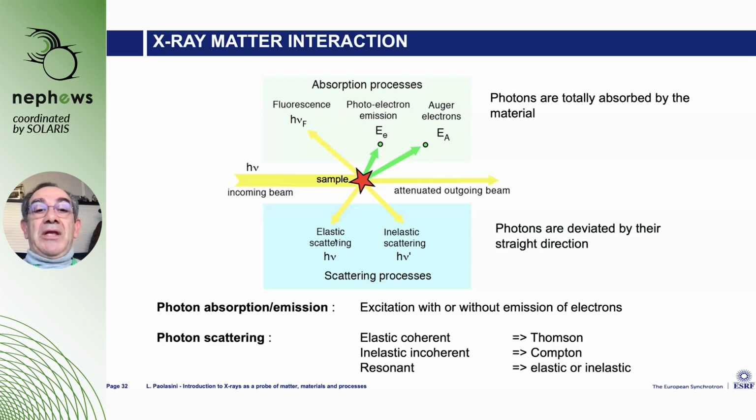For the scattering process, we can distinguish the elastic process, in which the incident photon doesn't lose any energy, or the inelastic process, in which some energy is given to the material, producing what we call the inelastic scattering. Inelastic because the emergent photon loses or can eventually, in some cases, acquire energy from these collisions. Concerning the photon scattering, we can have the elastic coherent scattering, called Thomson scattering, the inelastic scattering, which is incoherent, called Compton, or resonance scattering, which can be elastic or inelastic. And let us see now in more detail which kind of processes these are.